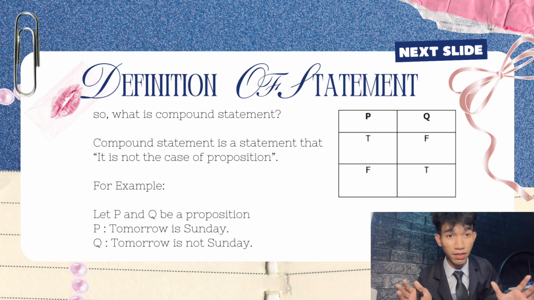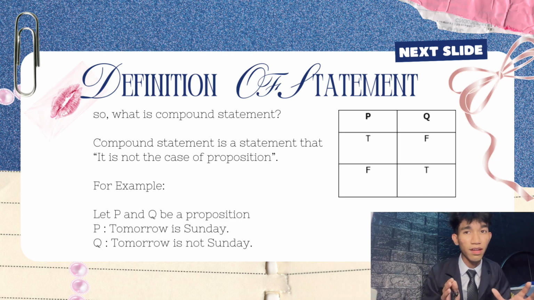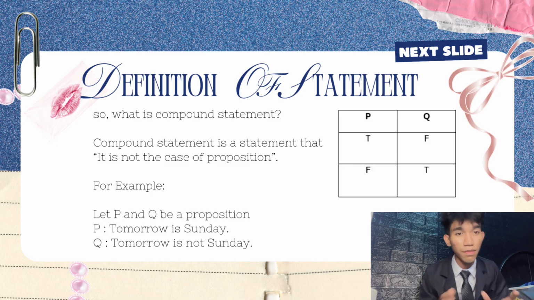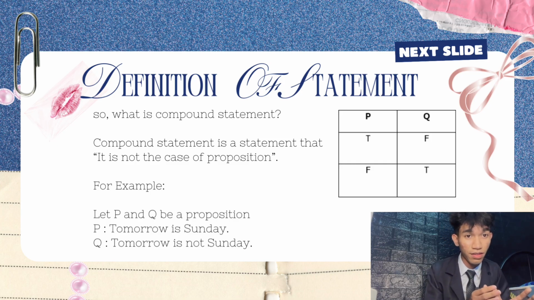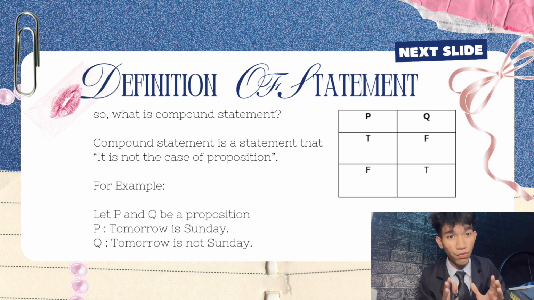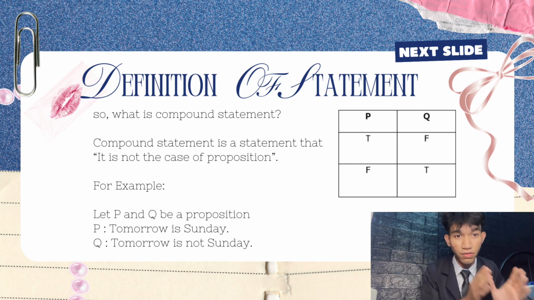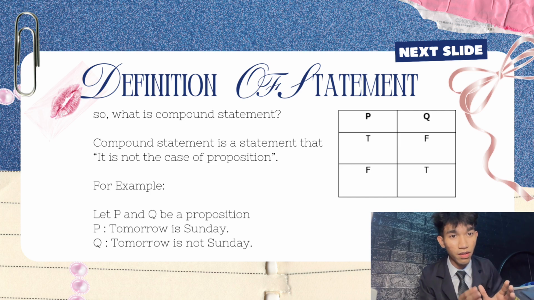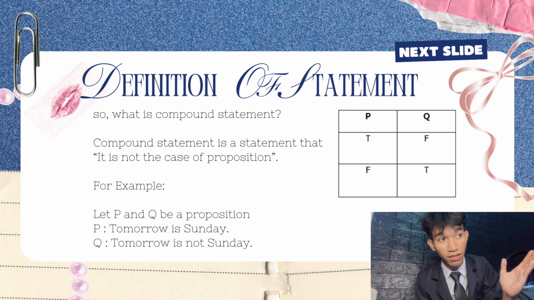Compound statement. What is a compound statement? A compound statement is a statement that is not the case of a proposition. For example, let P and Q be propositions. P, tomorrow is Sunday. Q, tomorrow is not Sunday. Okay? So we can use both of these on a truth table, like the table shown above. P, true, false. Q, false, true.